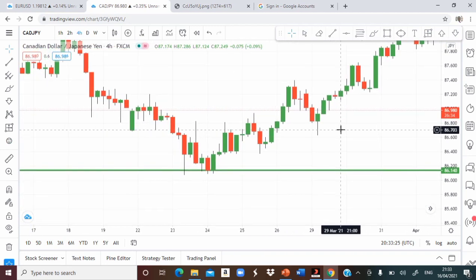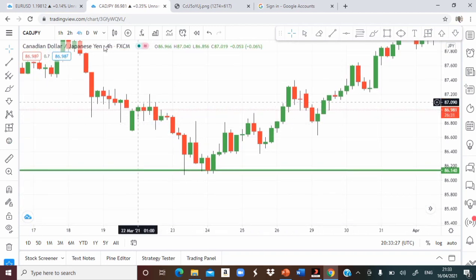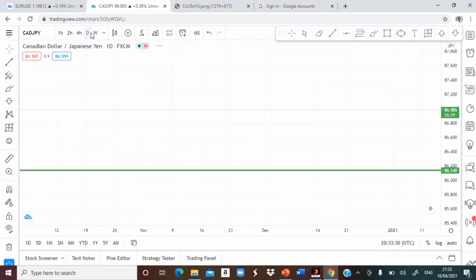Okay, let's also go back to the support. Now, this is a support area. You have used your time frame. Let's go back to the daily time frame.